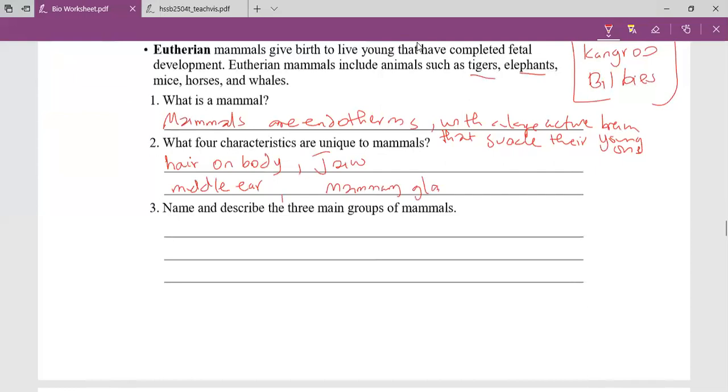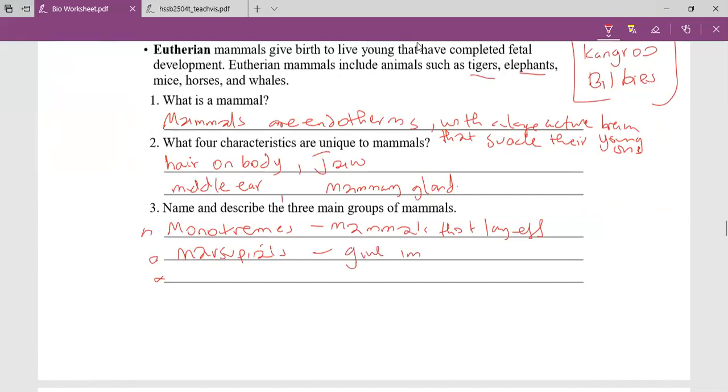Name and describe the three main groups of mammals. Monotremes are mammals that lay eggs. Give me examples. What's the second one? Marsupials. Marsupials are mammals that give birth to immature young.